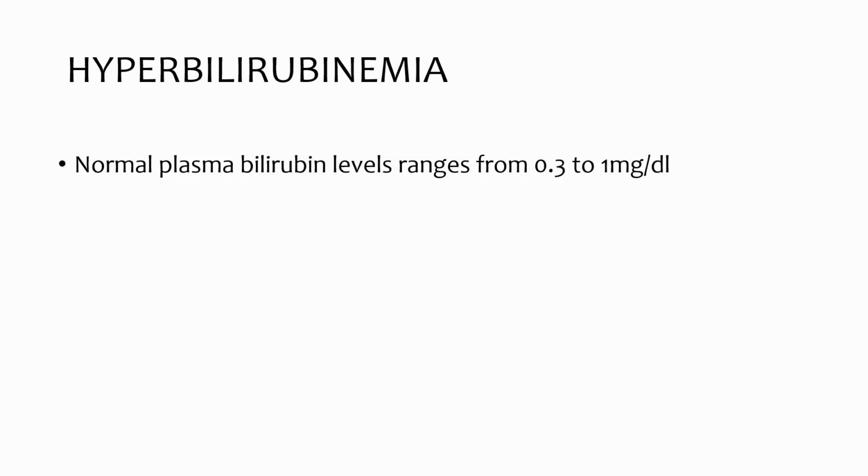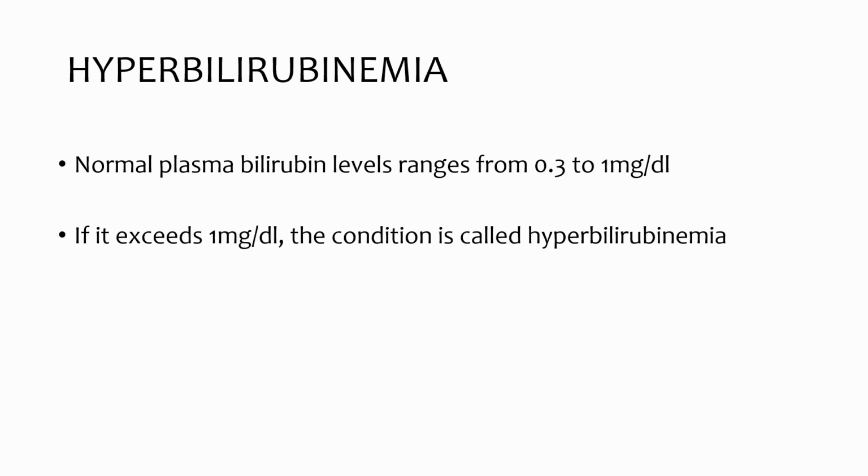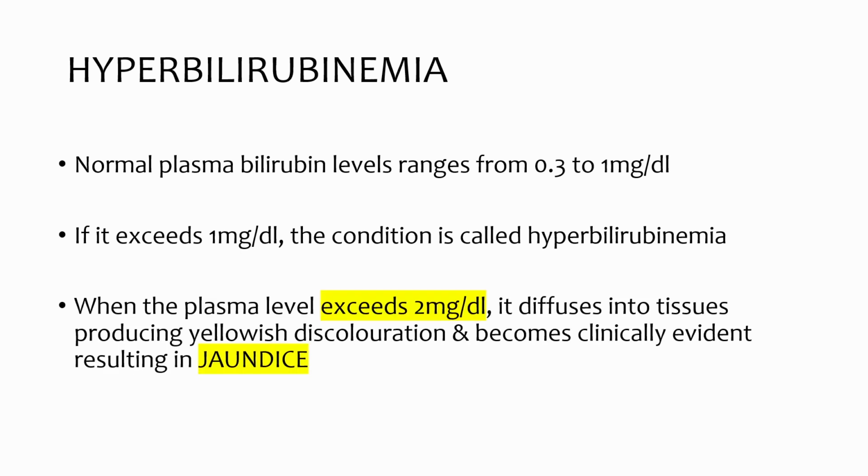So what is hyperbilirubinemia? It is a condition where the bilirubin level exceeds the normal, and the normal bilirubin level ranges between 0.3 to 1 milligram per deciliter. If the level exceeds 1 milligram per deciliter, we call it hyperbilirubinemia. Let us say the level exceeds 2 milligram per deciliter, then the excess bilirubin seeps into the surrounding tissue and this becomes clinically evident as jaundice, which we also call icterus.